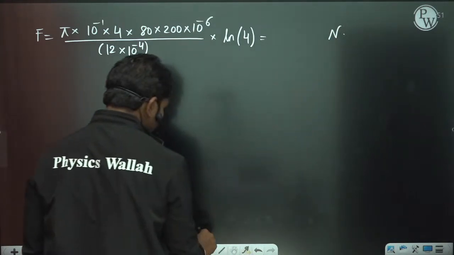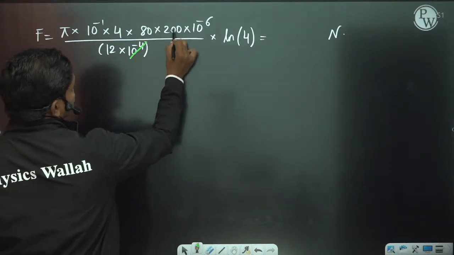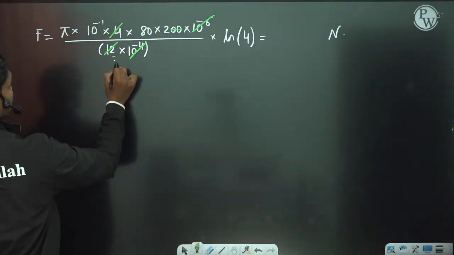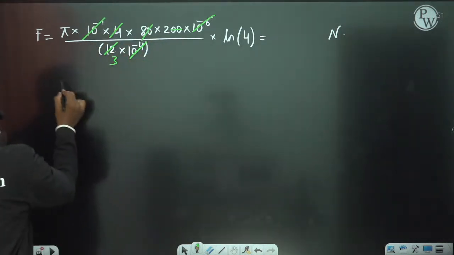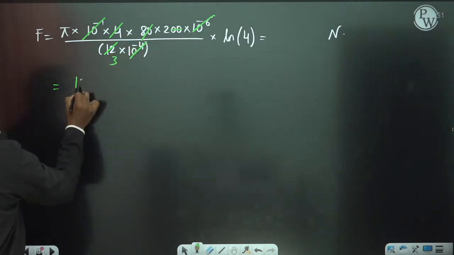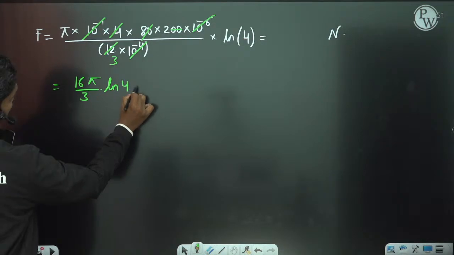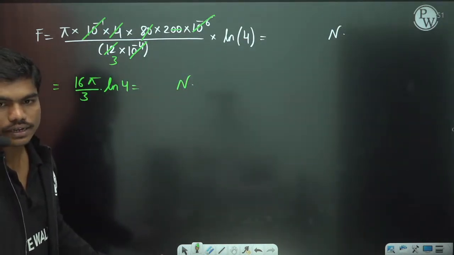Okay, so let us simplify the result. If you simplify, what comes here? This 4 zeros and this 2 zeros will cancel with this 10 to the power minus 6, and this 4 will cancel this 3 times. This 10 power minus 1 and this 0 get cancelled. So if you see, total 2 8s are 16, pi by 3 into ln 4 is the total value in newtons. Let us calculate this using a calculator.